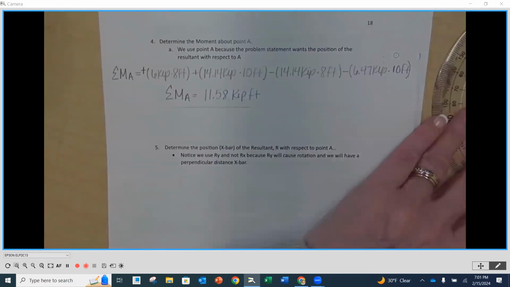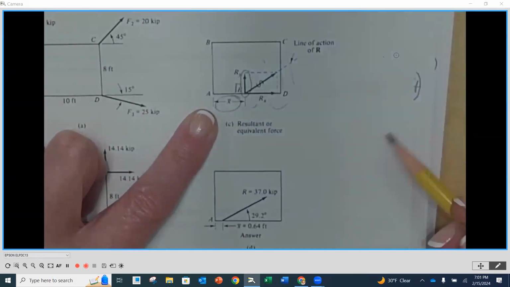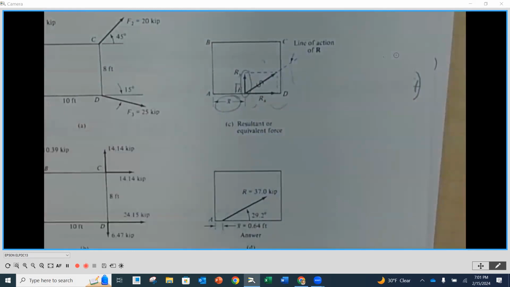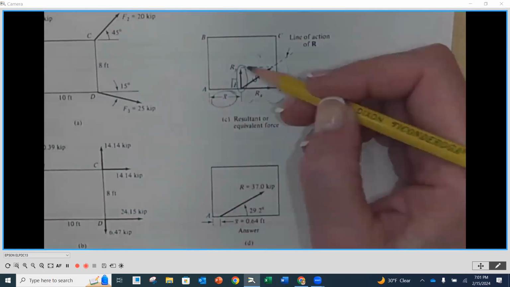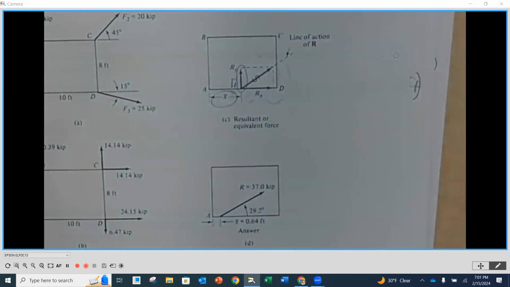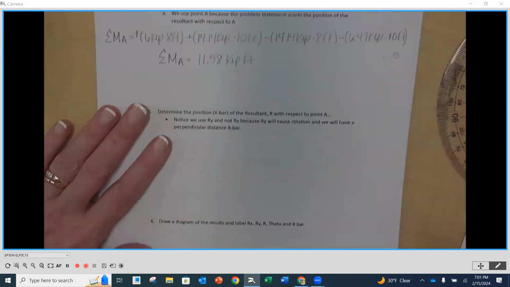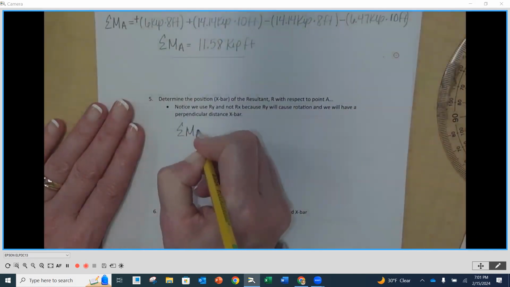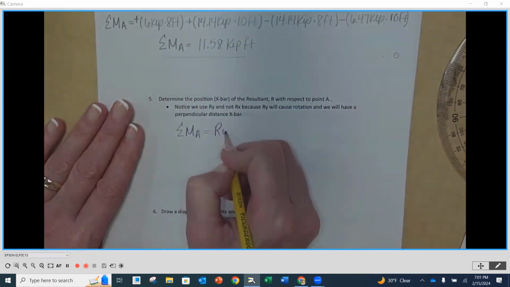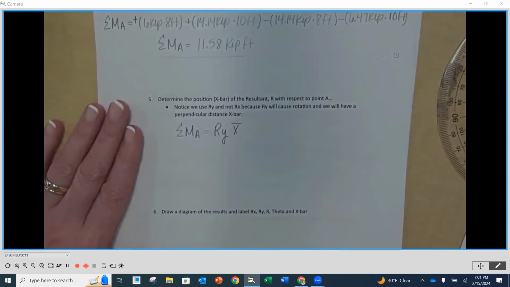And if we go back to that illustration, we're now going to solve for that X bar. So we're going to set our moment around A equal to our RY component times the X bar. Does everybody see why I'm using the RY component and not the R? Again, because we need that perpendicular component to point A. So we're going to say sum of our moments around point A is going to be equal to our resultant Y component times X bar. And it's X bar because we're looking at that horizontal distance.